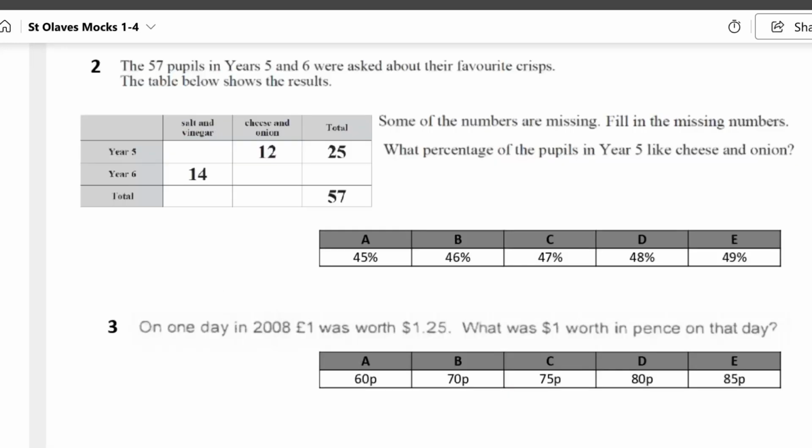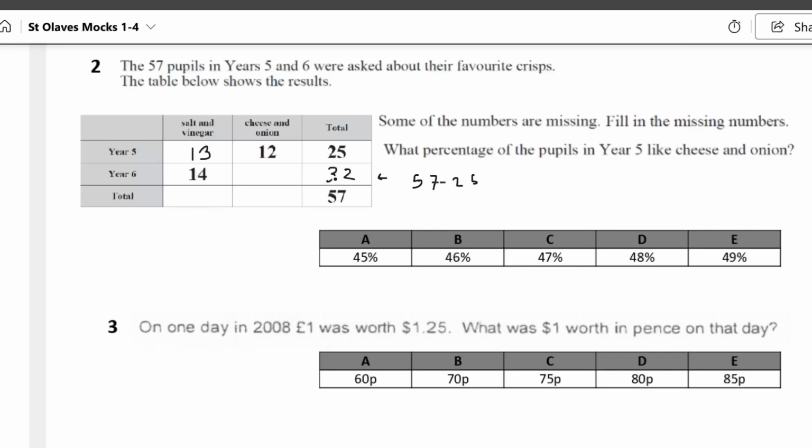We have some values for question 2 to fill in. We have the total of year 5, and it's going to go this way. So if the total is 25, and 12 like cheese and onion, then whatever's left is going to have to be 25 minus 12, which is equal to 13. Then we are also left here with the total here. To find this total, we need to do 57 minus 25, which is equal to 32. You'll see when you add these together, you get this number here, 57.